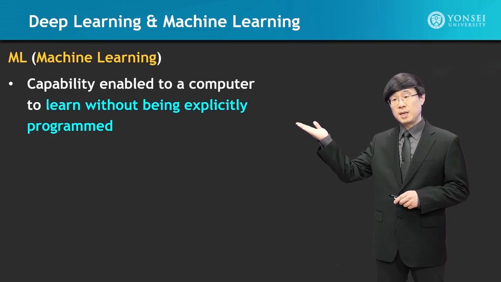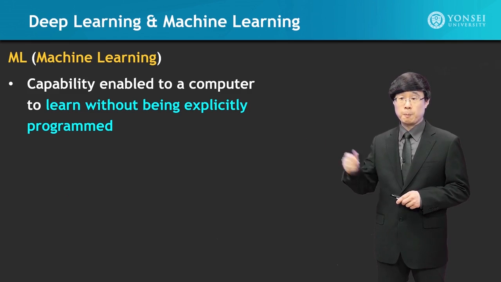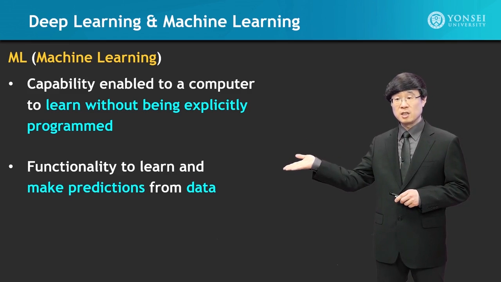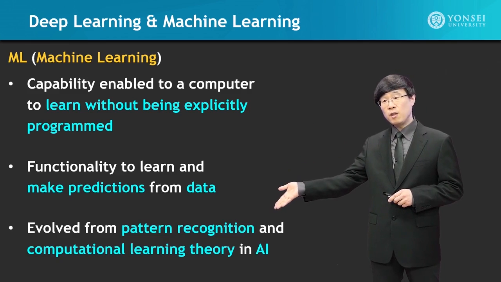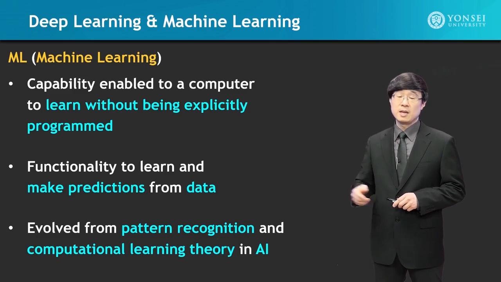Machine learning is the capability enabled to a computer to learn without being explicitly programmed. It is a functionality to learn and make predictions from data. It evolved from pattern recognition and computational learning theory in AI.